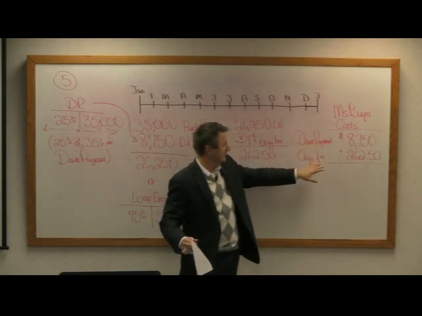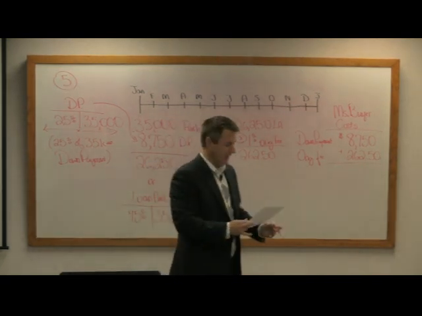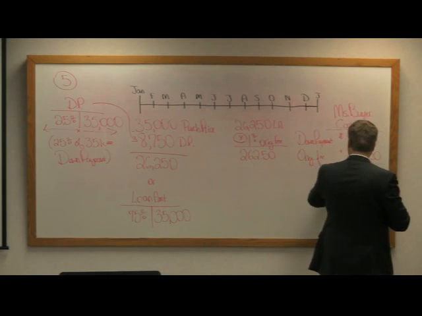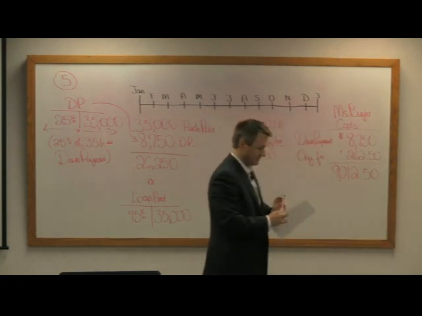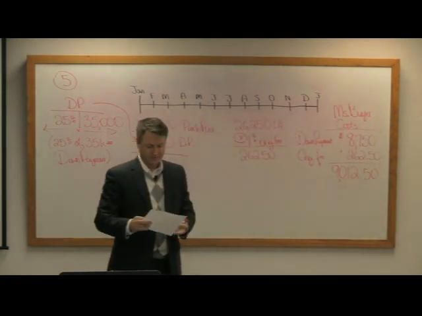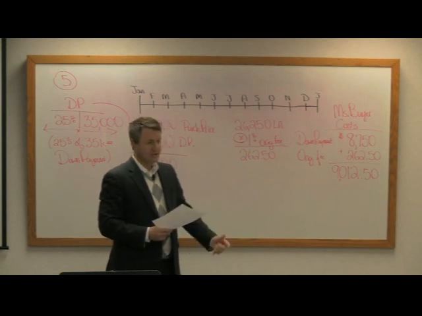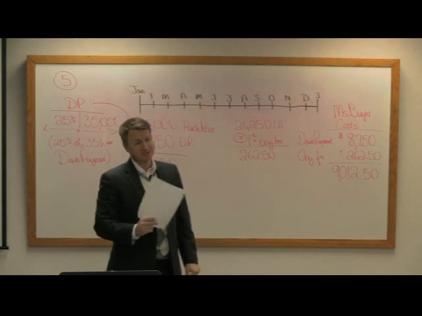So I have my down payment and my origination fee. When I add those two up, I get $9,012 and 50 cents. That's what she has to bring to closing. But there's one more step.